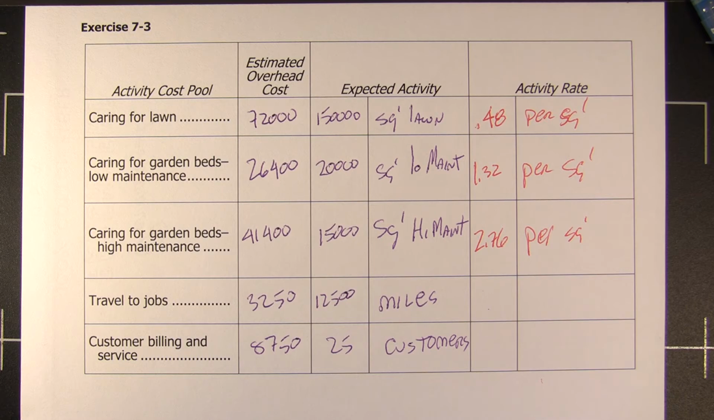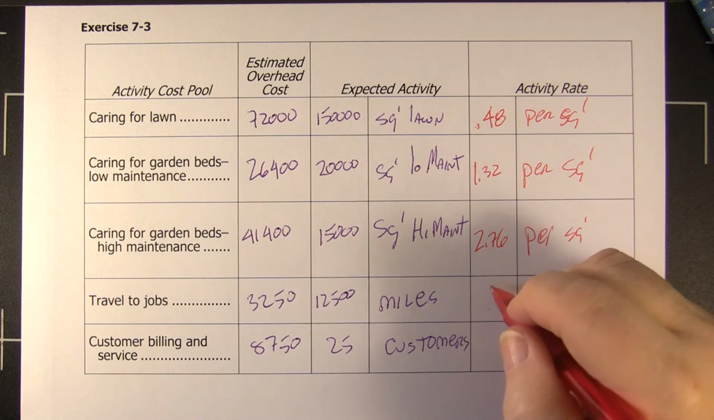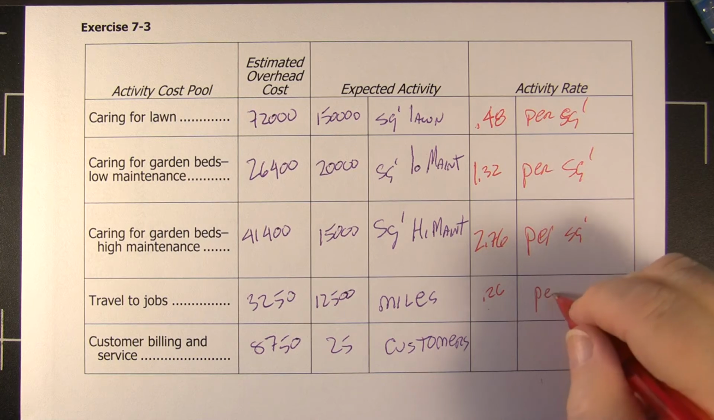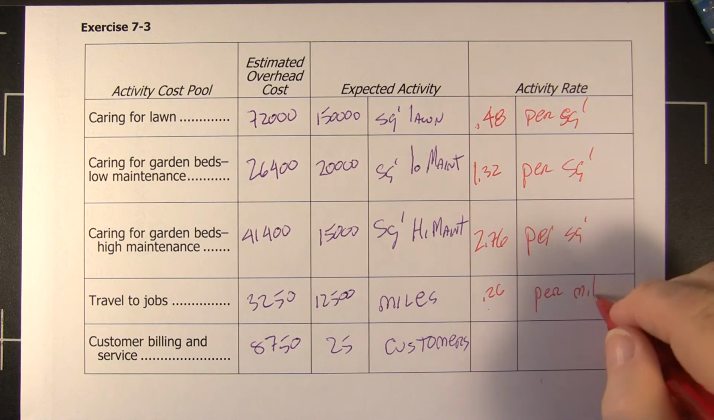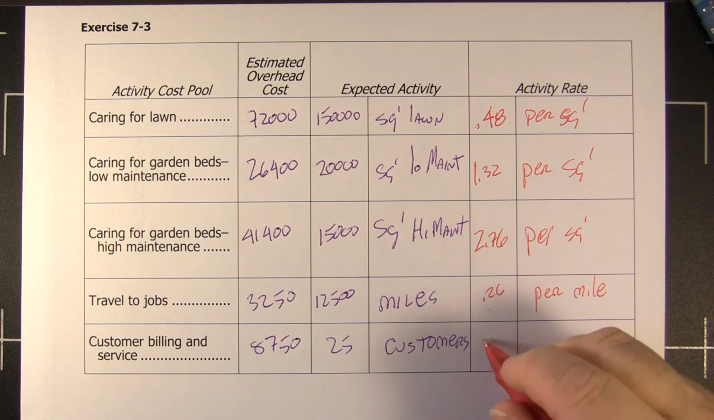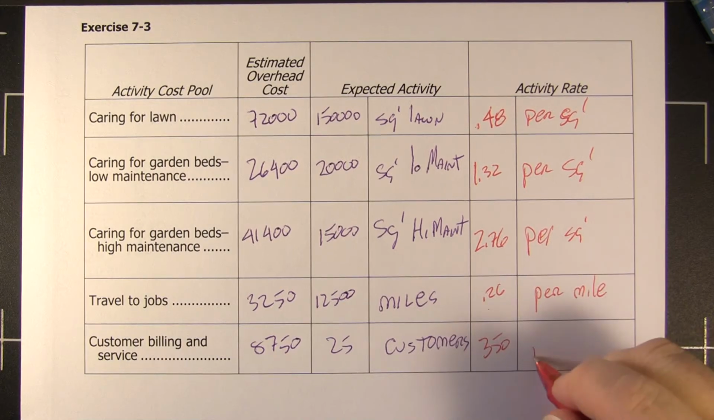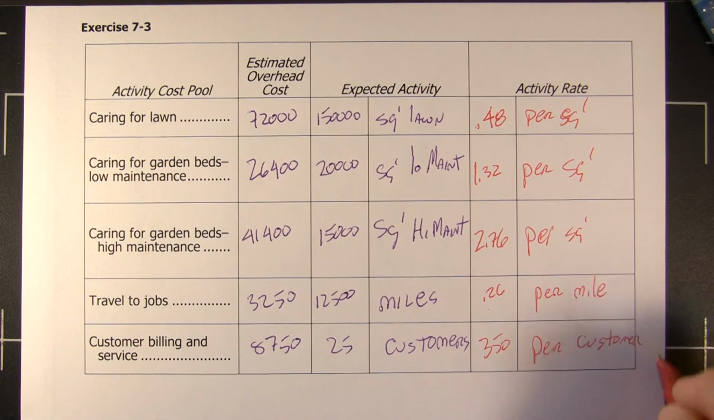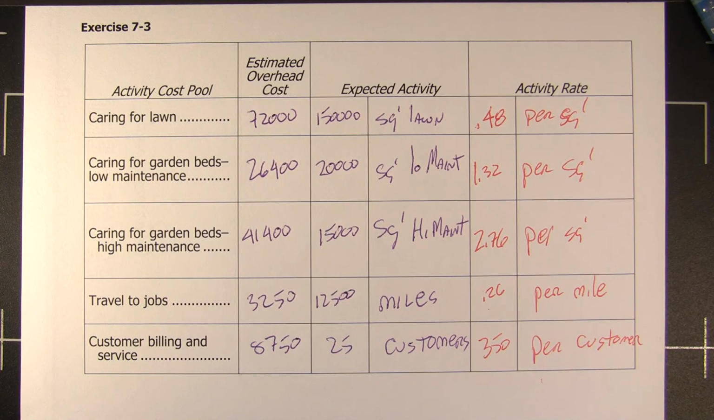High maintenance beds, travel to jobs, 26 cents per mile. And 25 customers divided into 875, $350 per customer. So that's what they asked us to do.